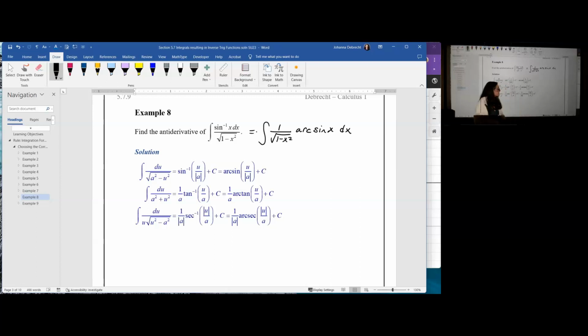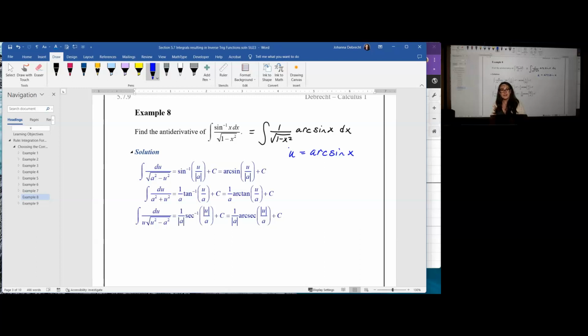In this case, I know that the derivative of arcsine is related to the other factor, 1 over the square root. That means that I can do a u substitution where my u is actually the entire function arcsine of x. Let's go ahead and set up our u substitution now.